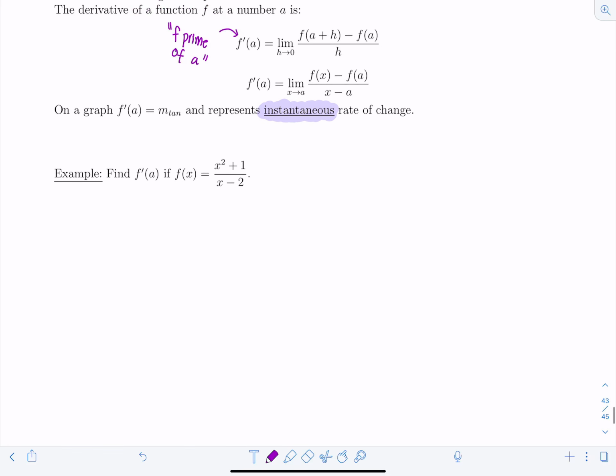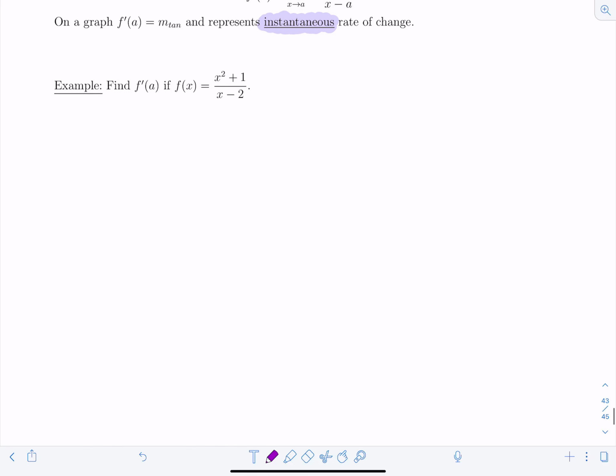Okay, I'm going to use the first formula here with h. So we're going to take the limit as h approaches 0. Remember, it's f of a plus h. So everywhere that there's an x, I'm going to substitute in a plus h. So I have a plus h squared plus 1 over a plus h minus 2 minus f of a. So just switch the x's out for a's. So a squared plus 1 over a minus 2 all over h.